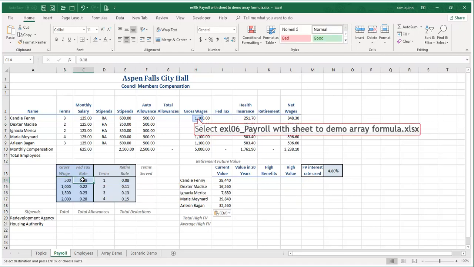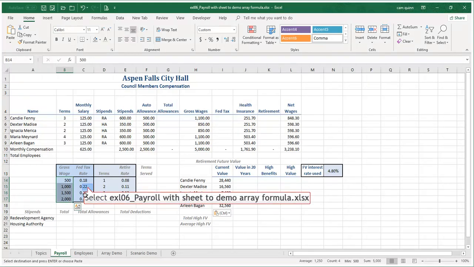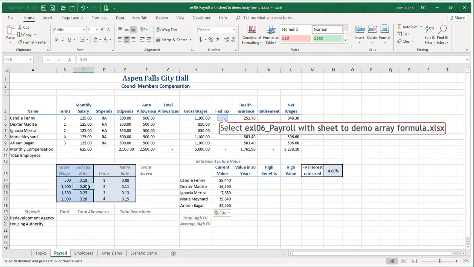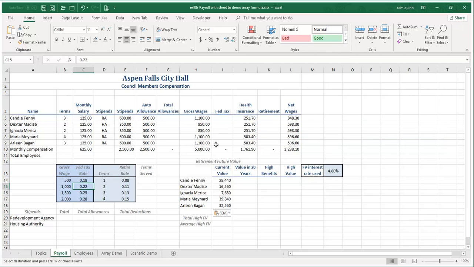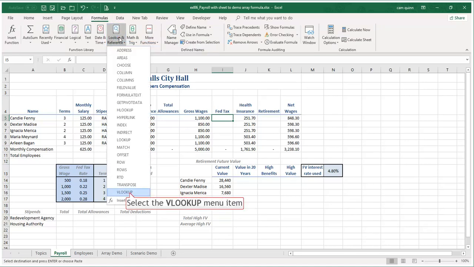Okay, so what we are doing is we're looking up the gross wages in this range of cells. When we find the correct one, we read across to find the value that we want. Okay, so we're going to put that value in here. So here we're going to use the VLOOKUP. So I'm going to go here to lookup and reference, and I'm going to go to VLOOKUP.